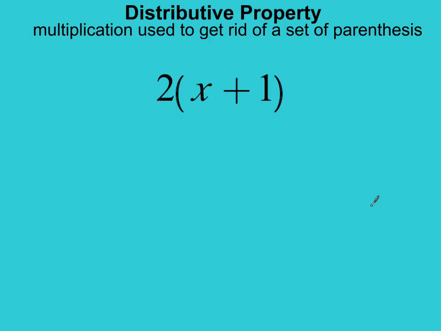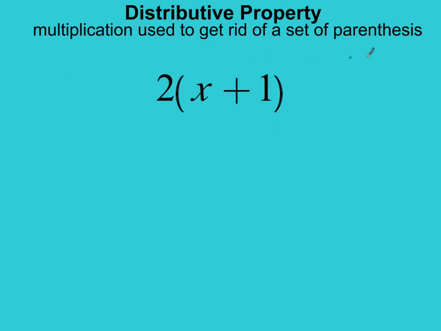Alright, now let's talk about the distributive property. So the distributive property is just multiplication used to get rid of a set of parentheses. So notice how in this problem we've got 2 parentheses x plus 1. Now, whenever you have a number and a set of parentheses written side by side, the first thing that you want to do is get rid of the parentheses. Think of parentheses as being bad. Whenever you see them, it's more work for you and you've got to get rid of them.